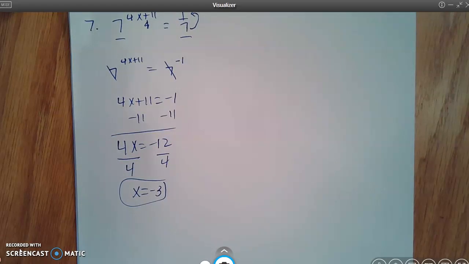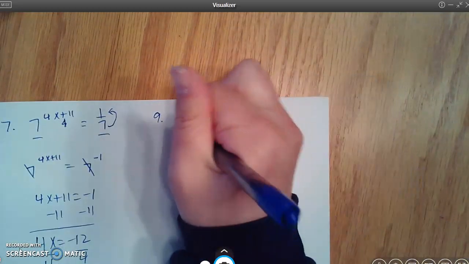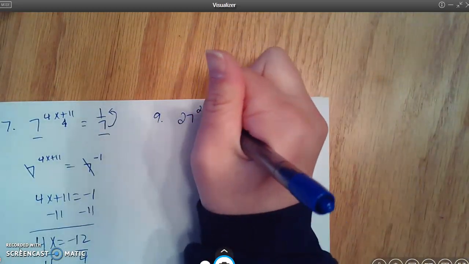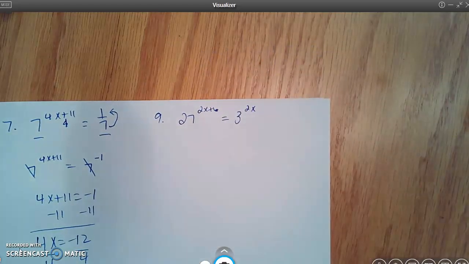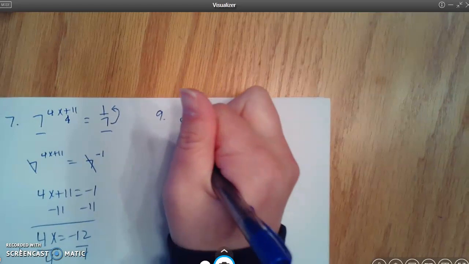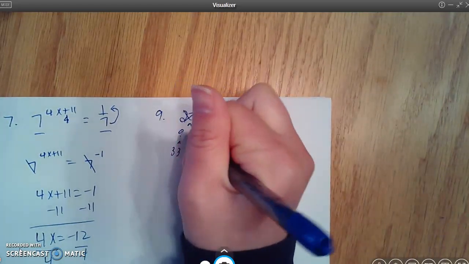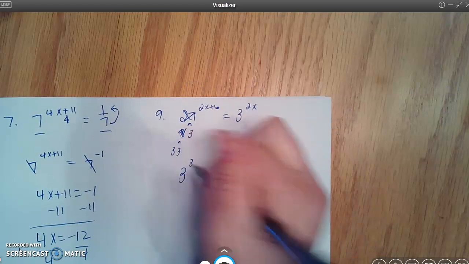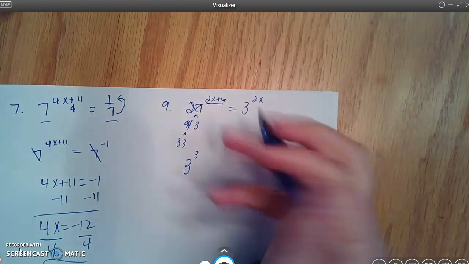Okay. Let's try number 9. Okay, number 9, we have 27 to the 2x plus 6, and that's going to equal 3 to the 2x. We need to figure out if we can make 27 become a 3. Typically the answer would be yes. You can start by simplifying this down. 9 and 3 get you to 27, and then 9 can break down to 3 and 3. So 3 cubed is the same thing as 27, but I also still have this exponent right here.